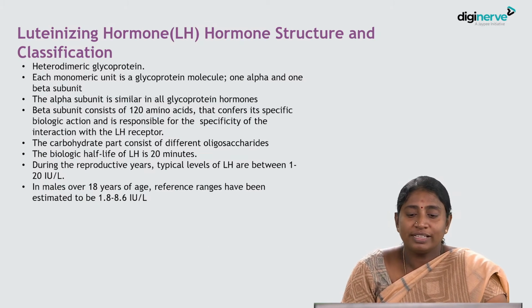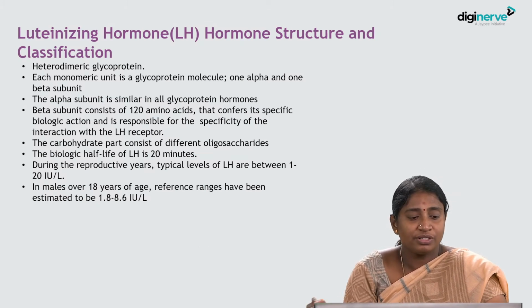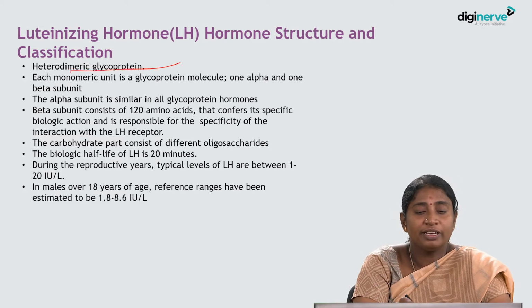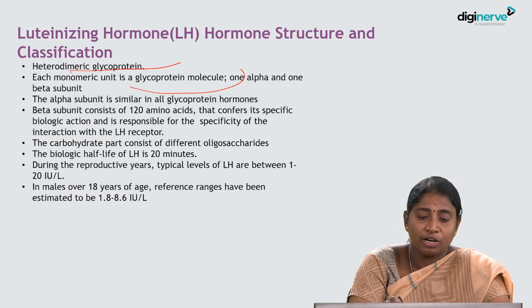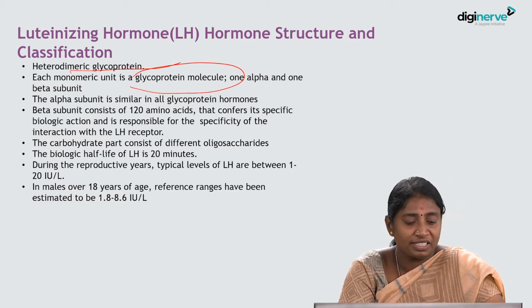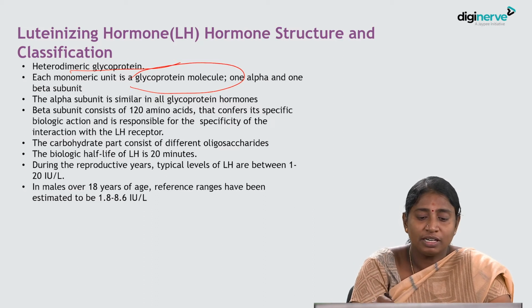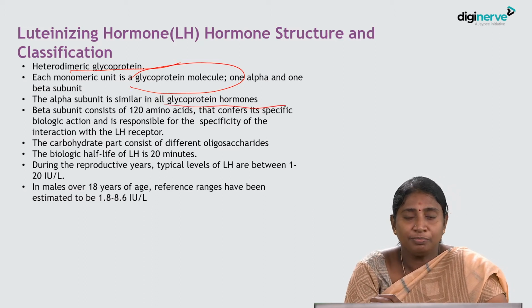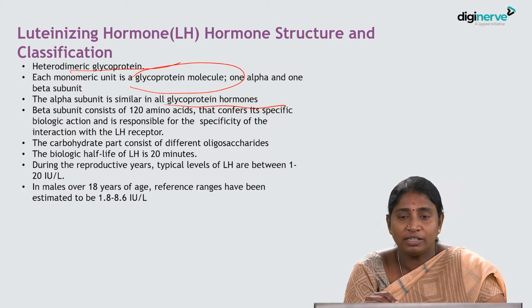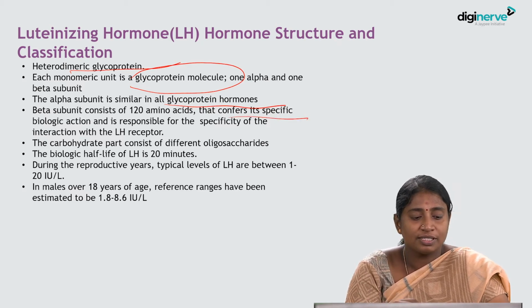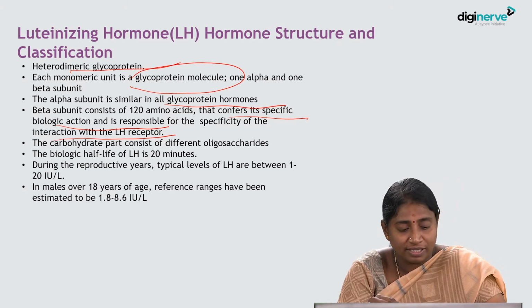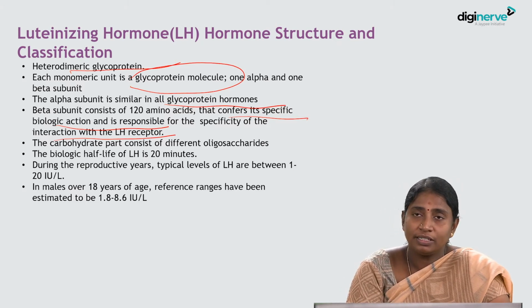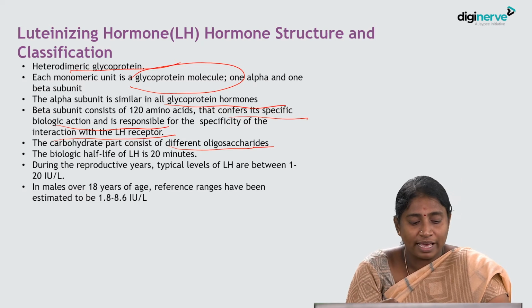So what is luteinizing hormone, and what are its structure and classification? It's a heterodimeric glycoprotein. Each monomeric unit is a glycoprotein molecule, one alpha and one beta subunit. The alpha subunit is similar in all glycoproteins, and the beta subunit consists of 120 amino acids that confer its specific biological action and is responsible for the specificity of its interaction with the LH receptor.